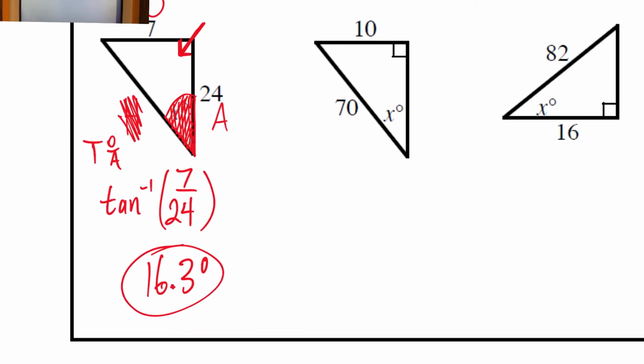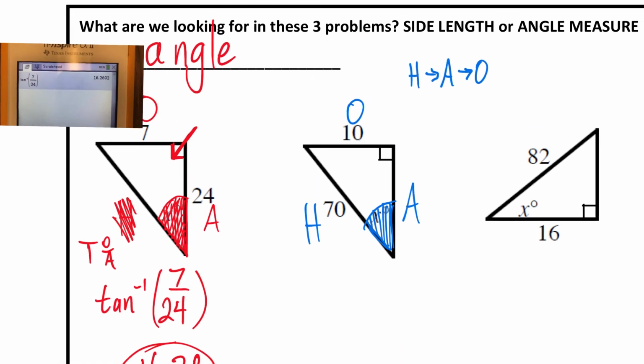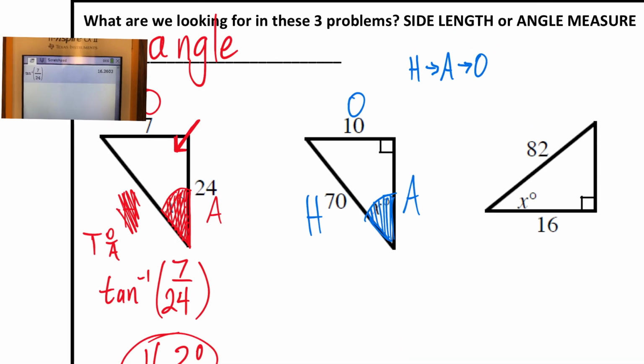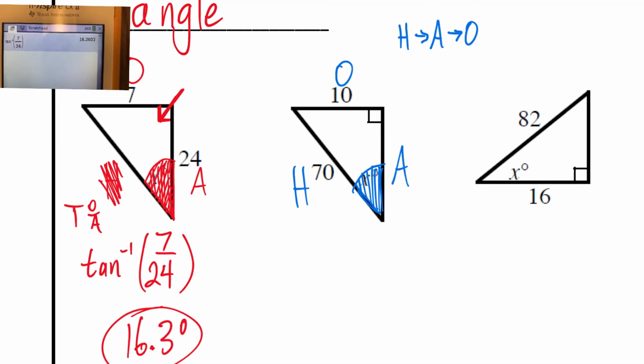Okay, next one. Here's the angle. Which one is the H? 70. Which one's the A? Blank. And then the O is 10. Okay, and by the way, I always label in that order. I always go H-A-O. Always label in that order, H-A-O. It'll help eliminate confusion on some things.